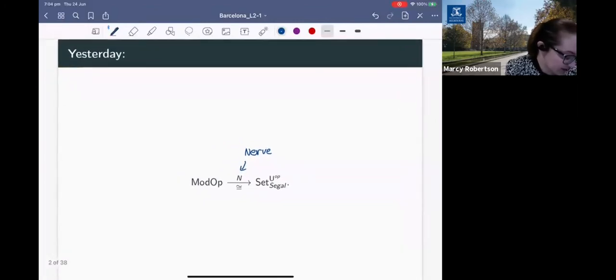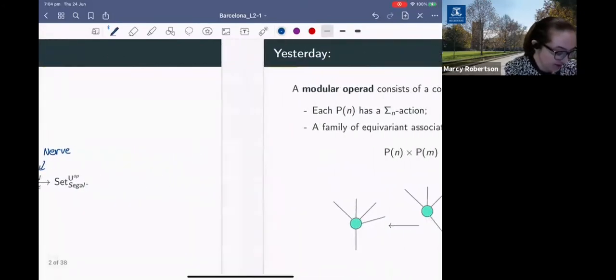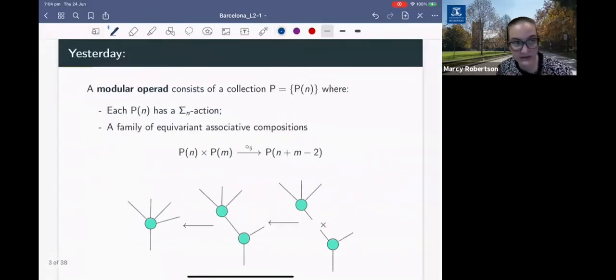As I said yesterday, I started with a very abstract definition of modular operad. Today we're going to move on to one-colored operads for the rest of the talk so that things are a little bit simpler. I'm just going to remind you of a definition. It's going to look a little bit less abstract than what we saw yesterday. A modular operad for us, I'm not going to emphasize that it's one color, is a collection of objects P indexed by n, where each P(n) has a Sigma_n action, a symmetric group action, so a symmetric sequence.